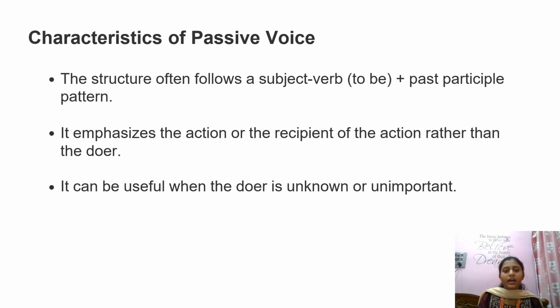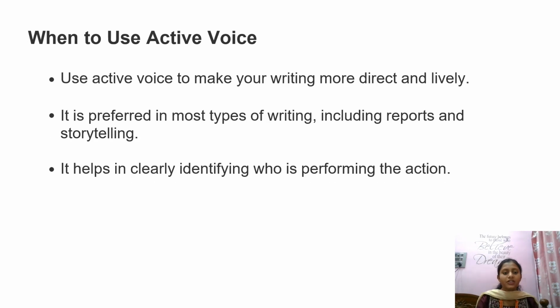And when we look into characteristics, the first point: in passive it follows subject verb plus past participle, in active it follows subject verb object order. In the second point, it emphasizes the action or the recipient of the action rather than the doer in passive voice. In active voice it emphasizes the doer of the action. And it can be useful when the doer is unimportant or unknown in passive voice.